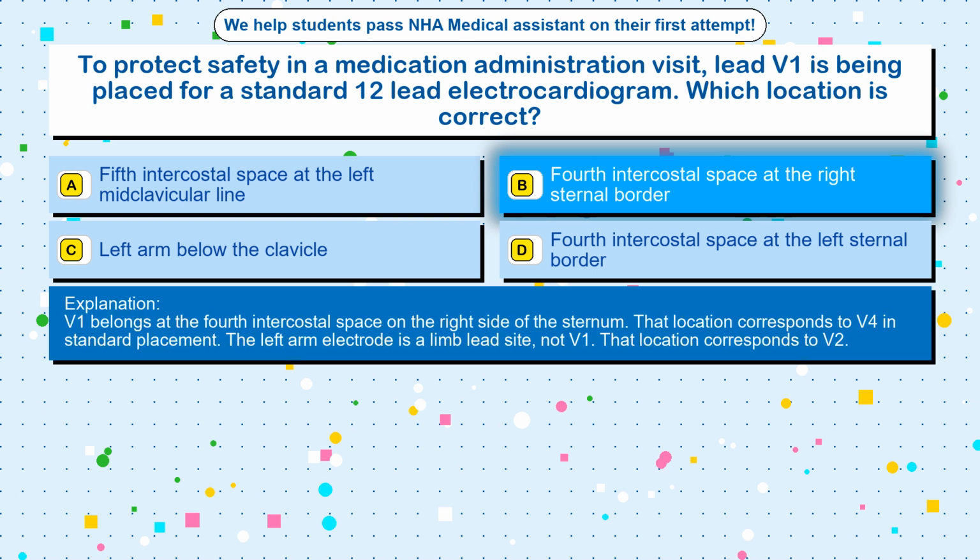V1 belongs at the 4th intercostal space on the right side of the sternum. The 5th intercostal space at the left midclavicular line corresponds to V4 in standard placement. The left arm electrode is a limb lead site, not V1. The 4th intercostal space at the left sternal border corresponds to V2.